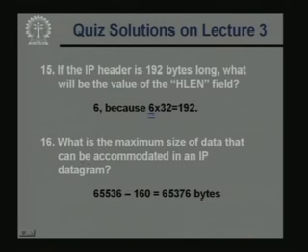What is the maximum size of data that can be accommodated in an IP datagram? See, the IP datagram total size is 64K, 65536. Out of that, the minimum 20 bytes is header, 160 bits. So, the total data you can have maximum is 65516 bytes.